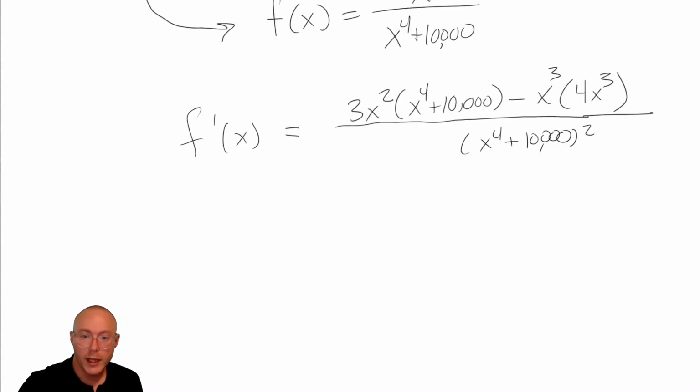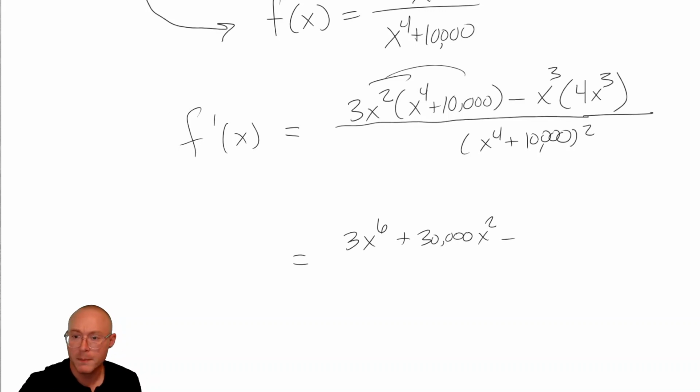If we go ahead and multiply the 3x squared on top, we're going to end up getting something like 3x to the sixth plus 30,000 x squared minus these two things multiplying. So x to the third times 4x to the third will give us 4x to the sixth, and we're just going to leave the denominator alone for now.